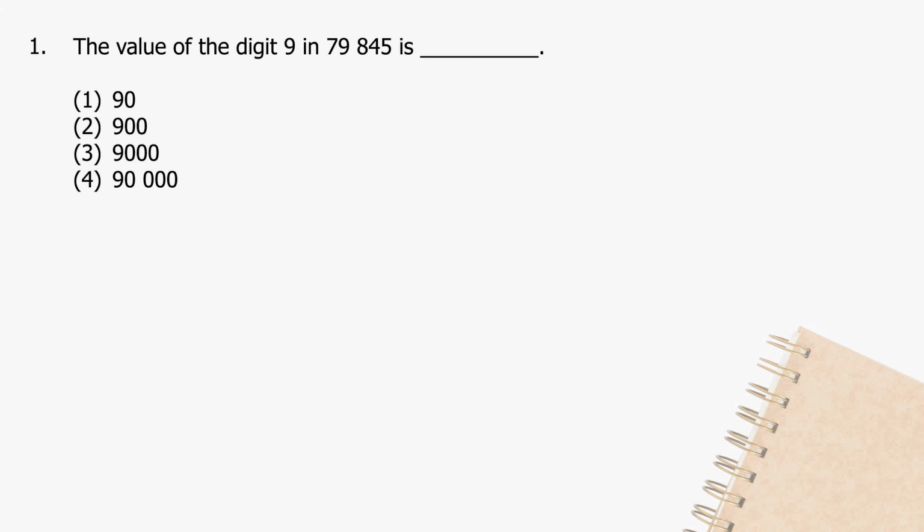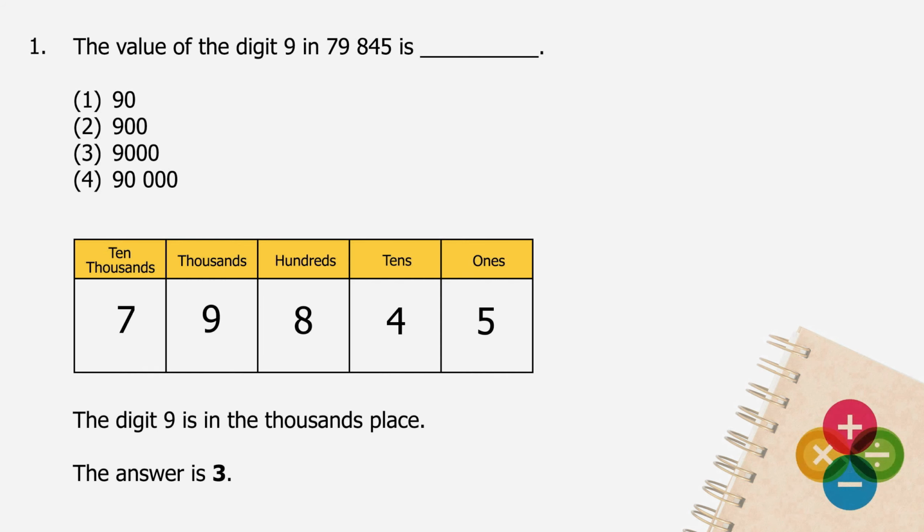Question 1. The value of the digit 9 in 79,845 is blank. The digit 9 is in the thousands place. The answer is 3.